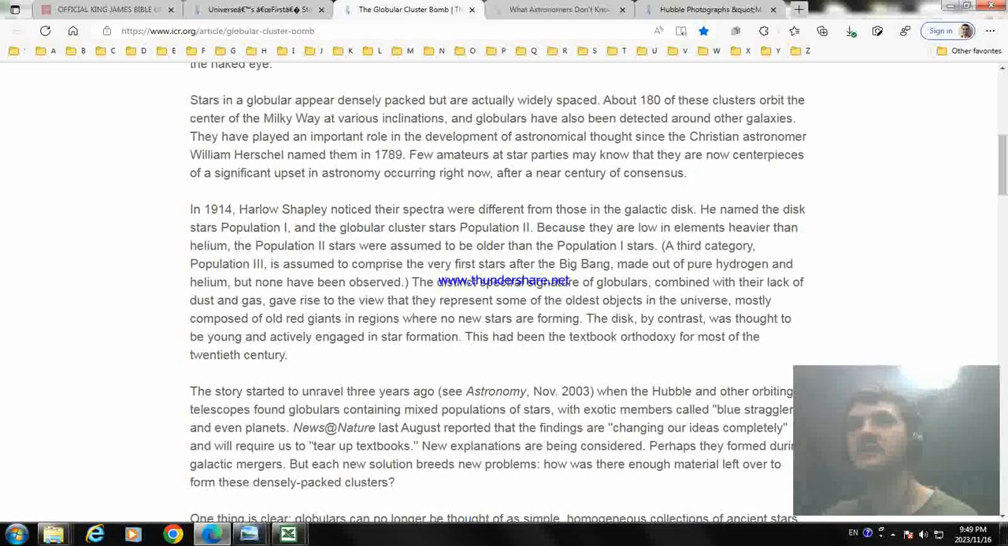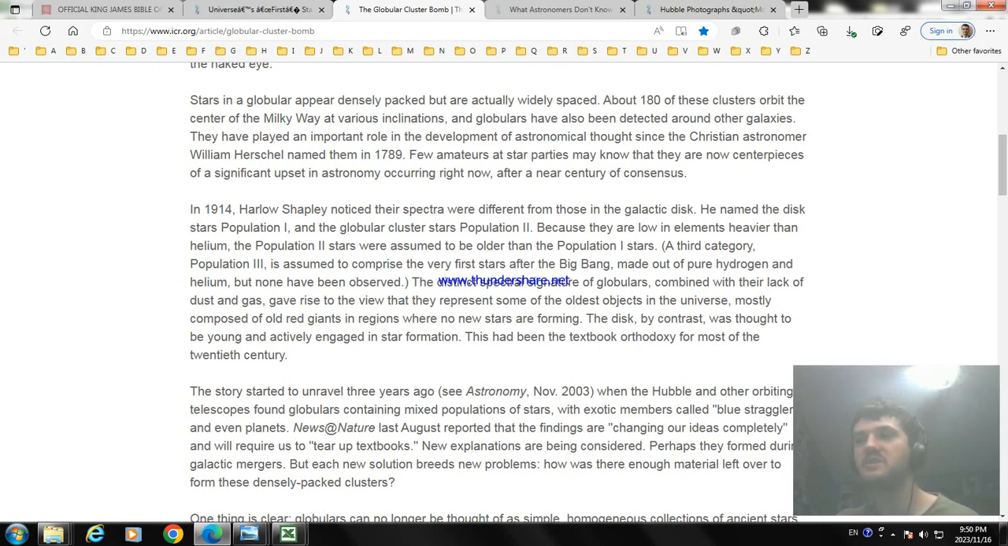In 1914, Harlow Shapley noticed that there are different populations of stars in the galactic disk and the globulars. He named the disk stars Population 1 and the globular clusters Population 2 because they have lower amounts of elements heavier than helium. Population 2 stars are slightly older than Population 1 stars. The third category, Population 3 stars, which are assumed to be the very first stars after the Big Bang, made out of pure hydrogen and helium, but none have been observed.